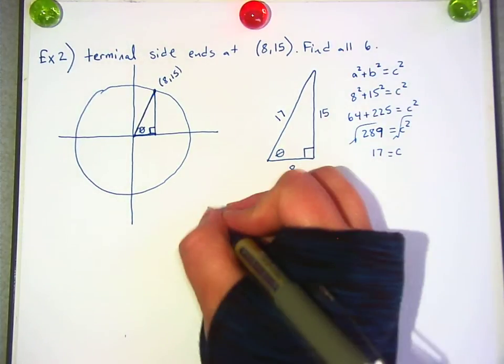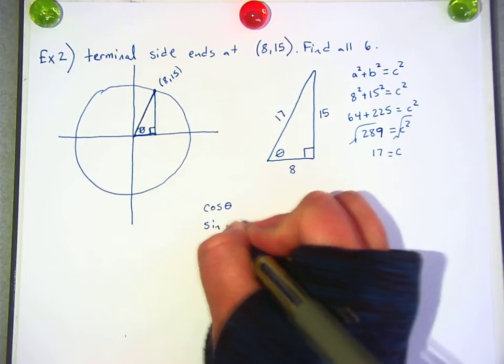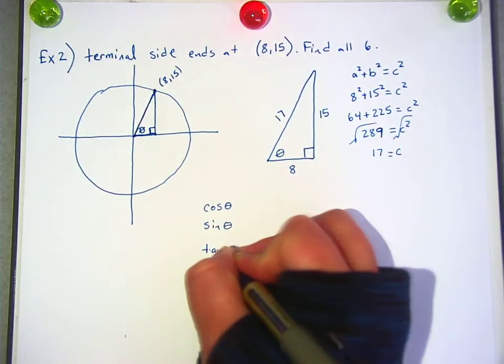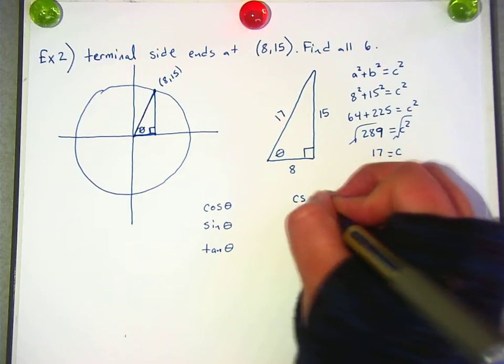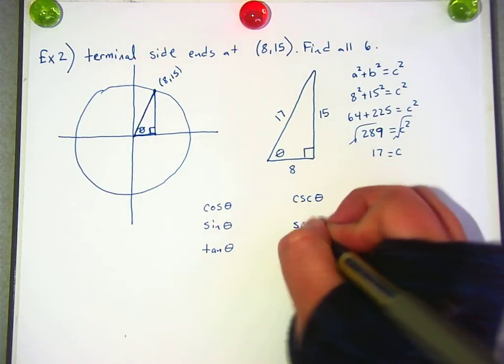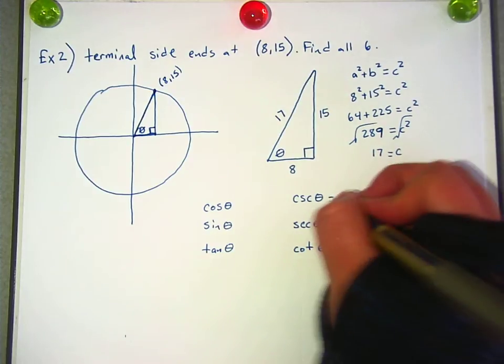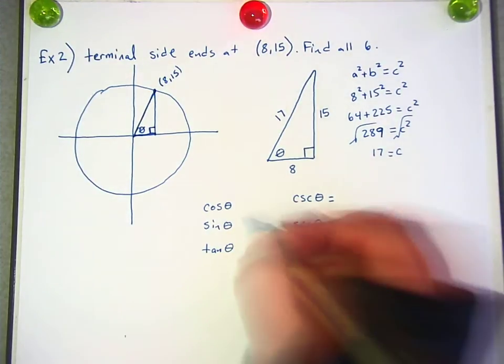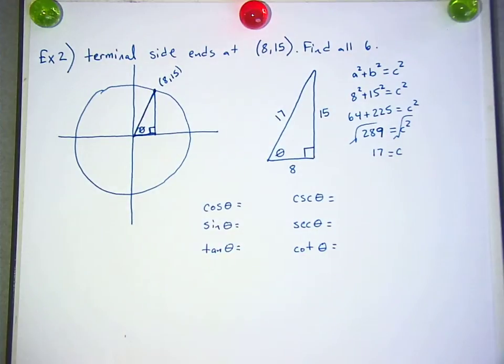All right, so try it right now. Try writing all 6. These are all in the first quadrant. Is anything negative? No, you don't need to worry about negatives on this one.